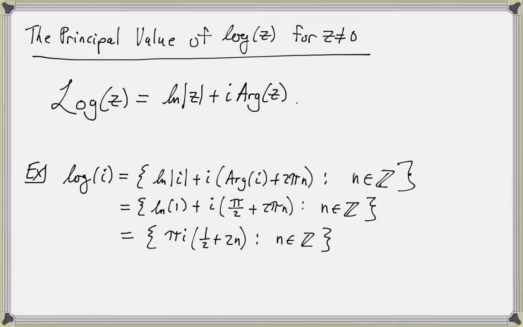So log of I is the multi-valued set of these values, pi I times the quantity 1/2 plus 2n for an integer n. Now let's look at the principal value of log of I. This is just going to equal the one value when n equals 0. So this will just equal pi I times 1/2, or pi I over 2. So again, we just let n equal 0 above.